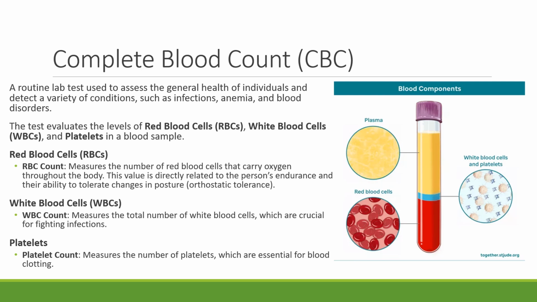Ferritin is a protein that stores iron in the body. Low levels suggest iron deficiency anemia, while elevated ferritin levels may indicate chronic iron excess or diseases like hemochromatosis.